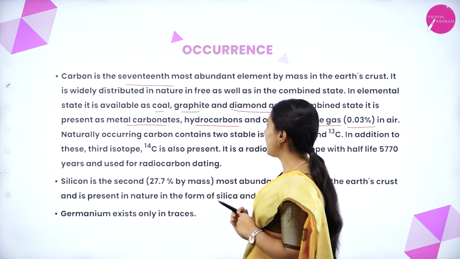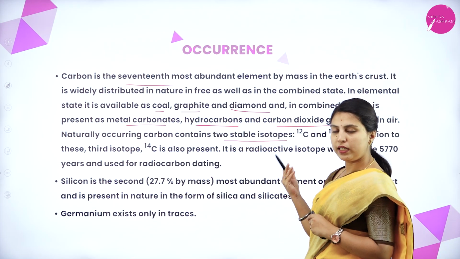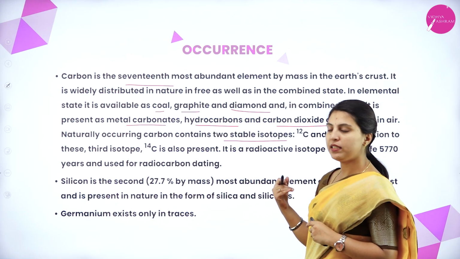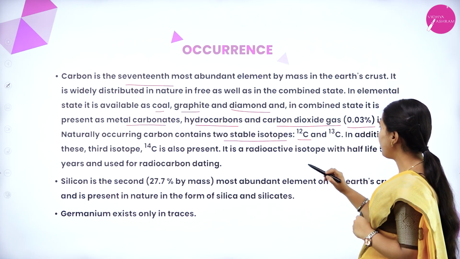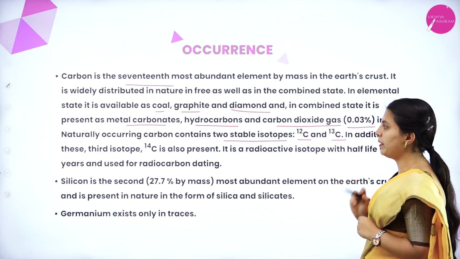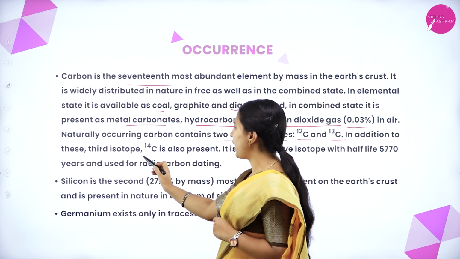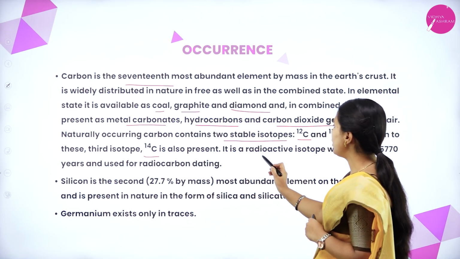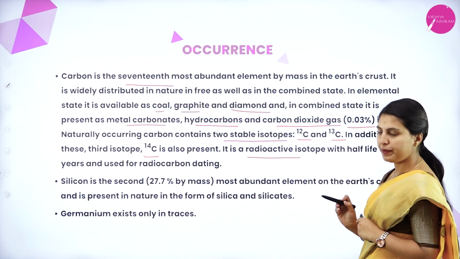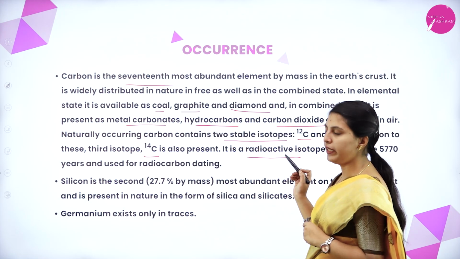Naturally occurring carbon contains two stable isotopes. Isotopes means that atomic number will be same, mass number will be different. See here, carbon 12 and carbon 13 isotopes can be seen, two stable isotopes. In addition to these, third isotope carbon 14 is also present. It is a radioactive isotope with half-life 5770 years, used for radiocarbon dating.